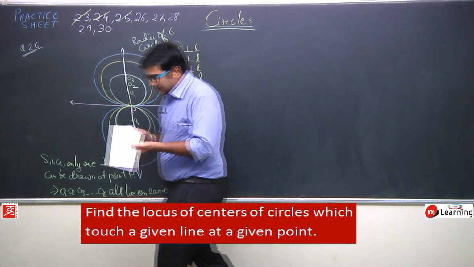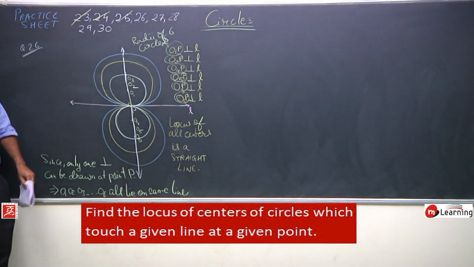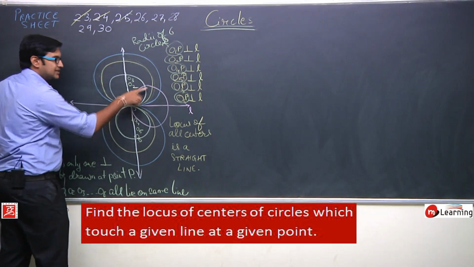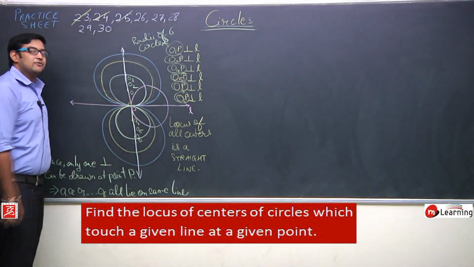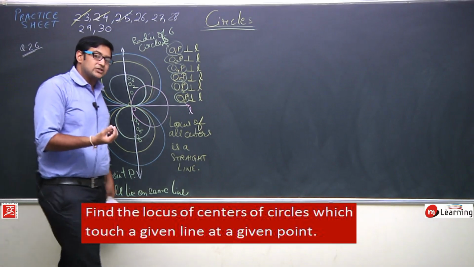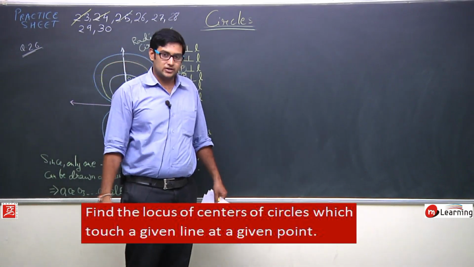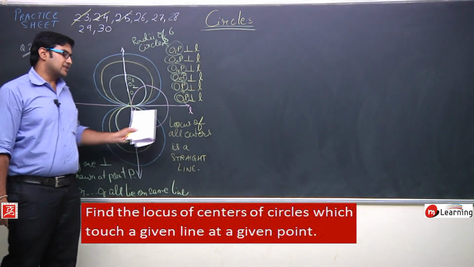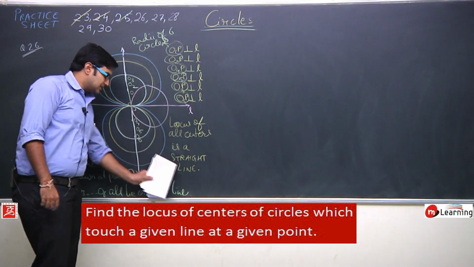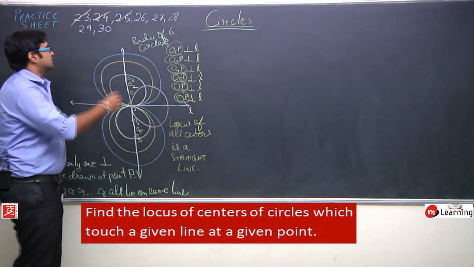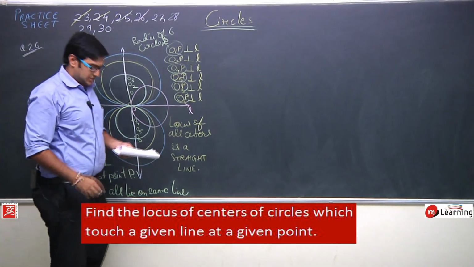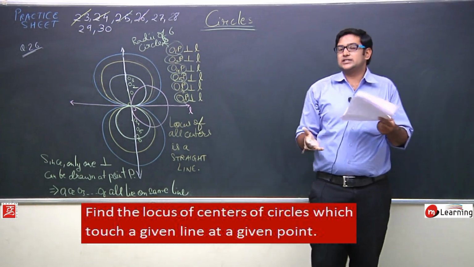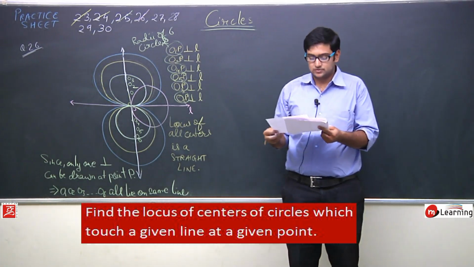Okay, you may draw a circle which is something like this, but this is not considered because it is passing through point P, but I want those circles only which touch this particular point P. So in this way, the locus of centers of the circles which touch a given line at a given point is a straight line. So this is the solution for question number 26. This is a very logical question. First you need to understand the meaning of locus, then only you will be able to solve this question.